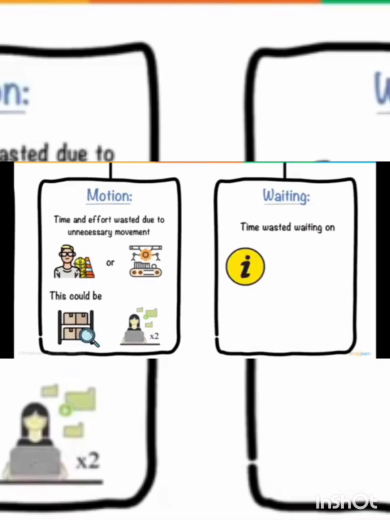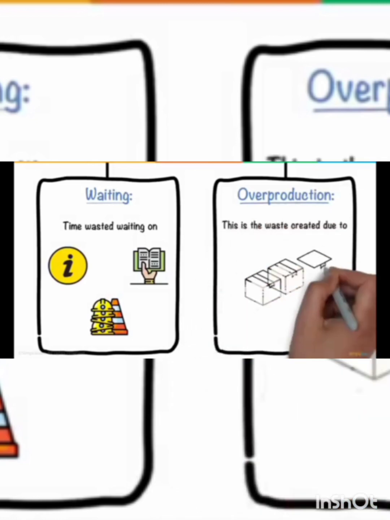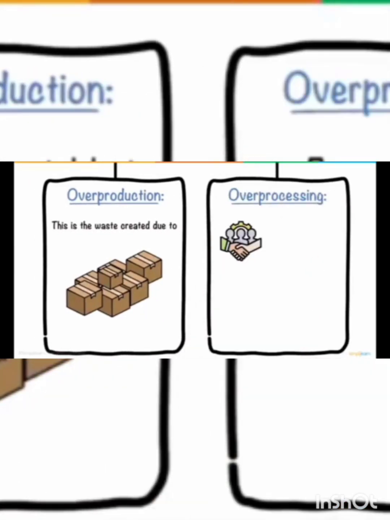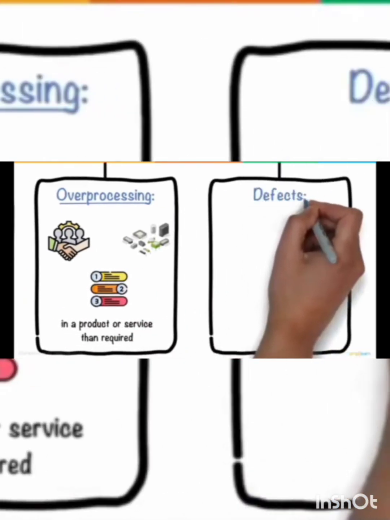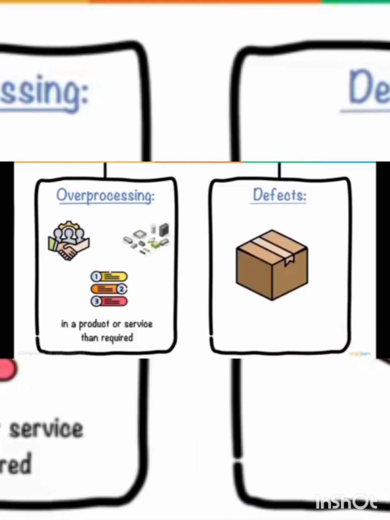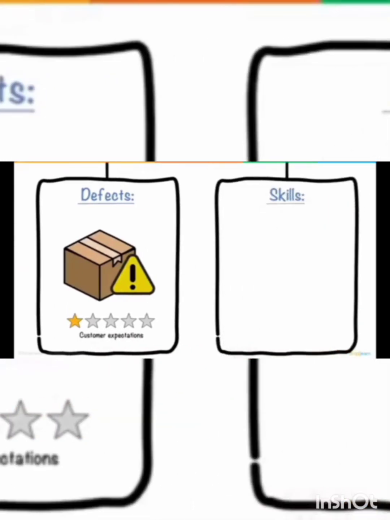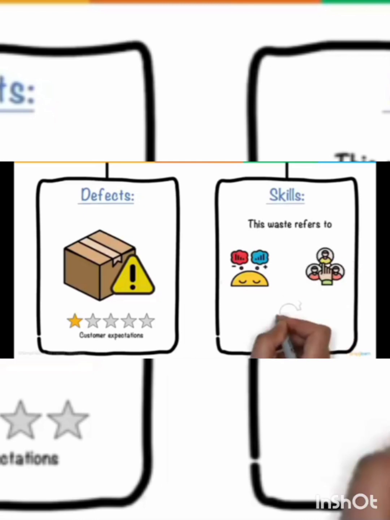The next thing is waiting. Time wasted waiting plays a major role in reducing the profit level of the organization. Coming to overproduction, if we produce more product than the demand, it leads to waste. Overprocessing: if there are certain needs for a process and we are not doing the required process, it leads to waste. Then defects: if we keep finding defects, no people will be there to buy the products. Skill: this waste refers to skills people have that are not required for the technical needs of producing a product.